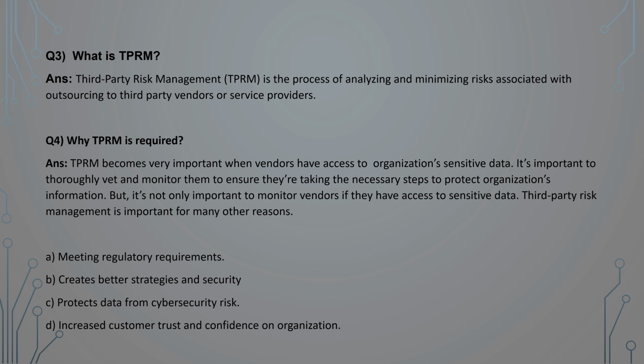What is TPRM? As I previously said, TPRM is a combination of two pillars. The first one is third party and the second one is risk management. So third party risk management is the process of analyzing and minimizing risk associated with outsourcing to third party vendors or service providers. Yes. That means the risk team is responsible for analyzing or minimizing the risk associated with the vendor's data. As I previously said, this data is being processed, stored or transmitted in the vendor's environment.